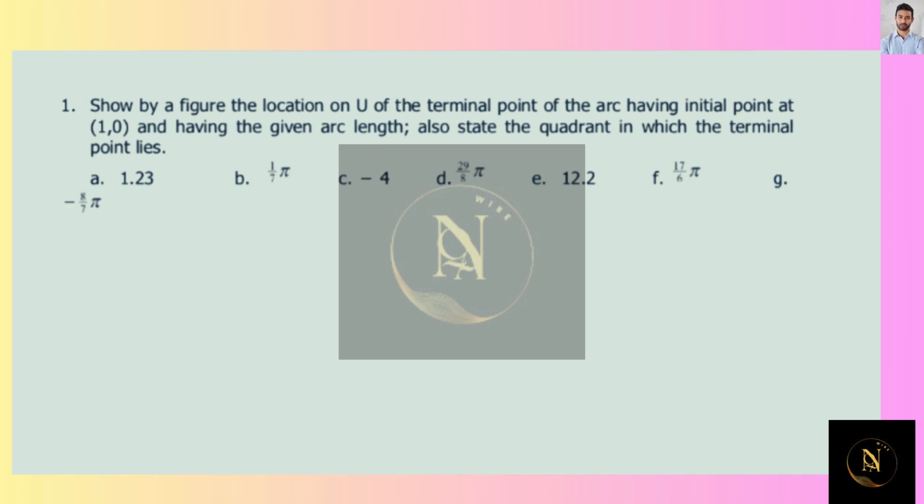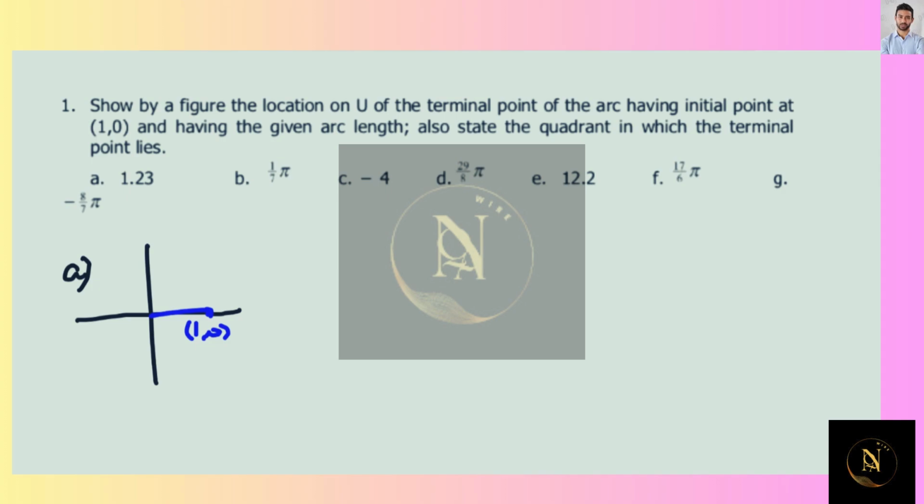We want to show by a figure the location on U of the terminal point of the arc having initial point at (1, 0). So let's start that visual, at (1, 0), and having the given arc length. And we want to state the quadrant in which the terminal point lies.